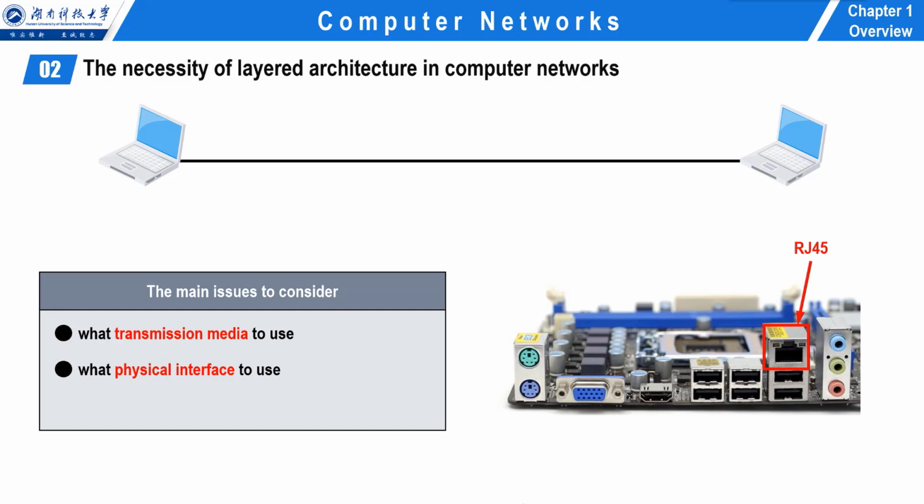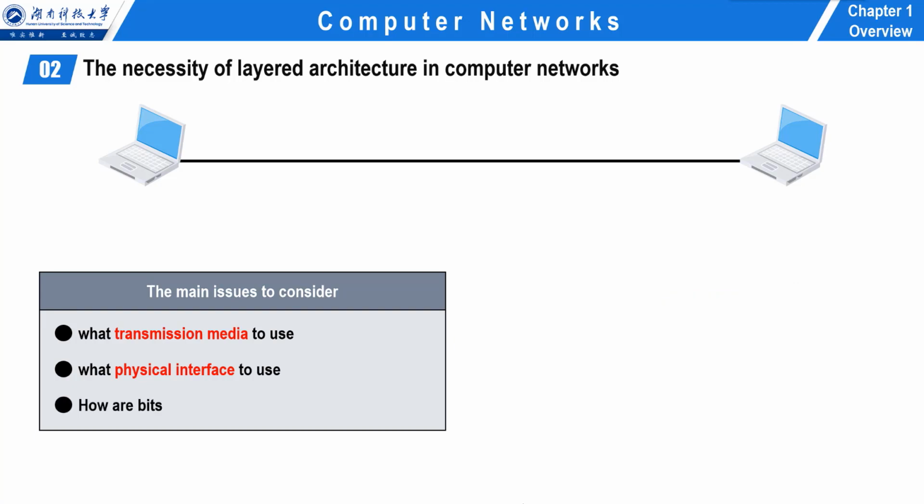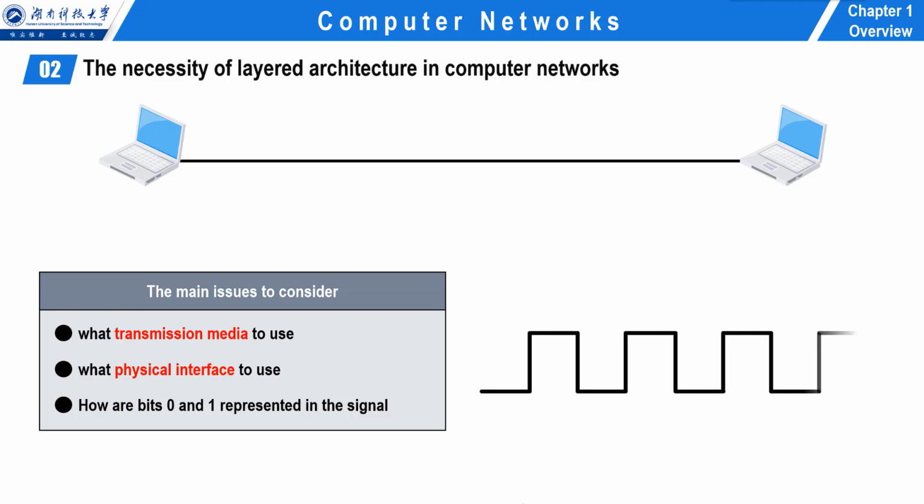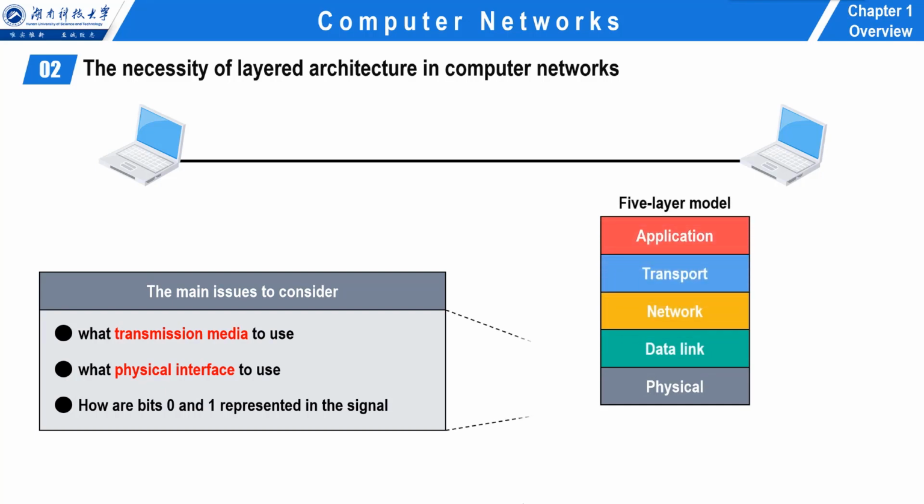After determining the transmission media and physical interface, we also need to consider how bits 0 and 1 are represented in the signal, and then transmitted over the transmission media. For example, using such a digital baseband signal, a high level represents bit 1, and a low level represents bit 0. By solving these issues, two computers can transmit bits 0 and 1 through signals. We can categorize these issues into the physical layer.